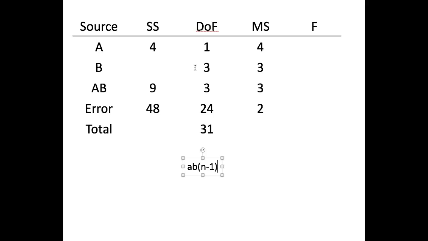Let's double check with the total. So if a is 2, b is 4, and n is 4, 2 times 4 times 4 is 32, minus 1 for our total degrees of freedom is 31, and that matches exactly what we have here. So we got n right. It is equal to 4.